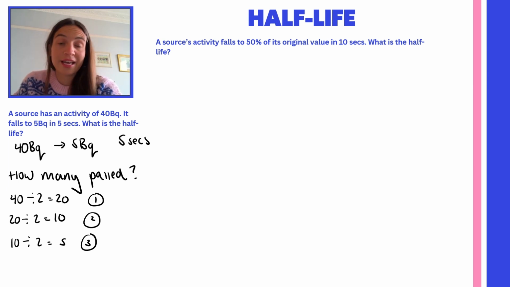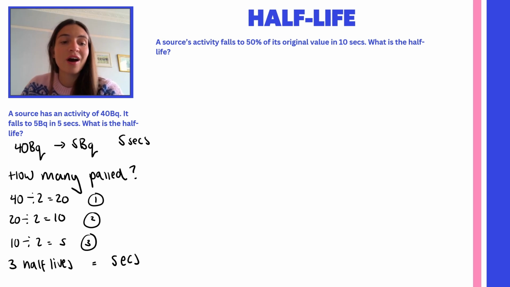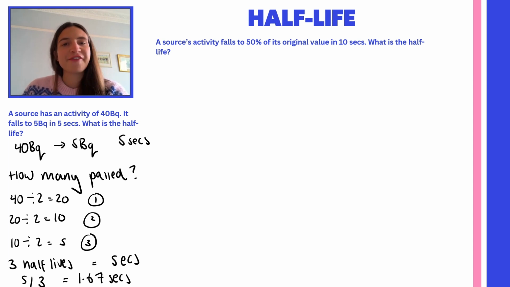So that tells me how many half-lives have passed. There were 3 half-lives, and that took a total of 5 seconds. So if I want to figure out how long one half-life is, and 3 of them took 5 seconds, well, if I just divide that 5 by 3, then I figure out that one half-life is 1.67 seconds.